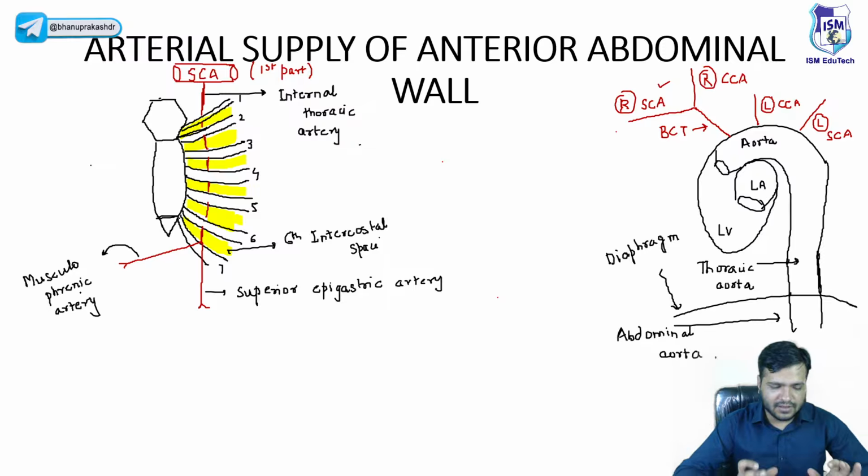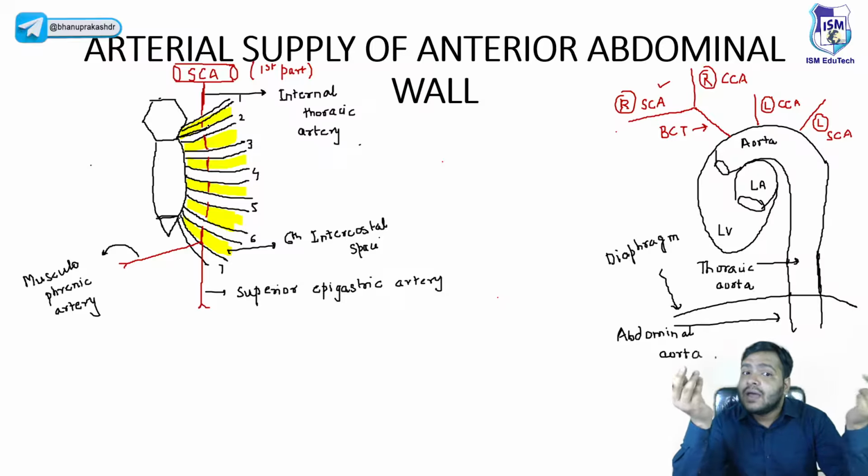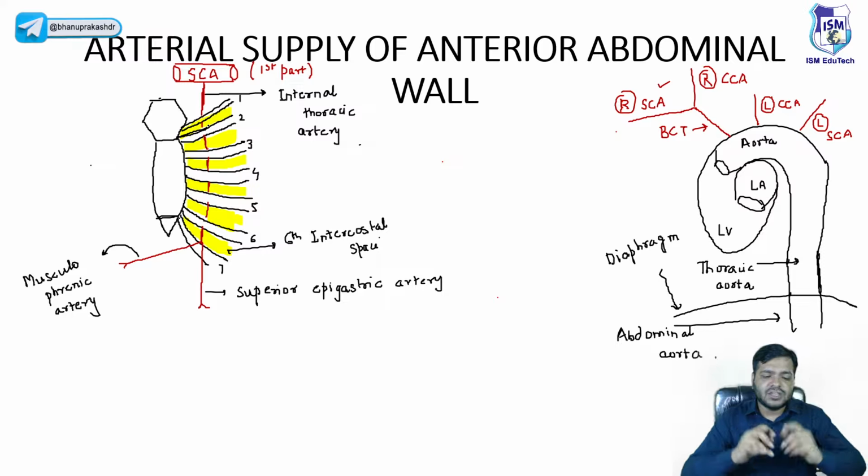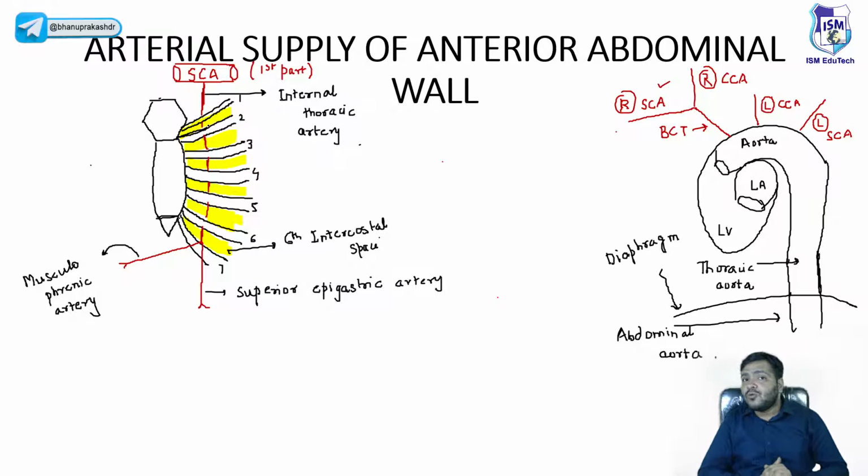So you are all aware right now. If I ask you about the superior epigastric artery, it is a branch of the internal thoracic artery. The internal thoracic artery comes from the first part of the subclavian artery. The right subclavian artery comes from the brachiocephalic trunk, aorta, left ventricle. Every time I'm teaching you the blood supply, I'm always asking you to move in a retrograde manner.